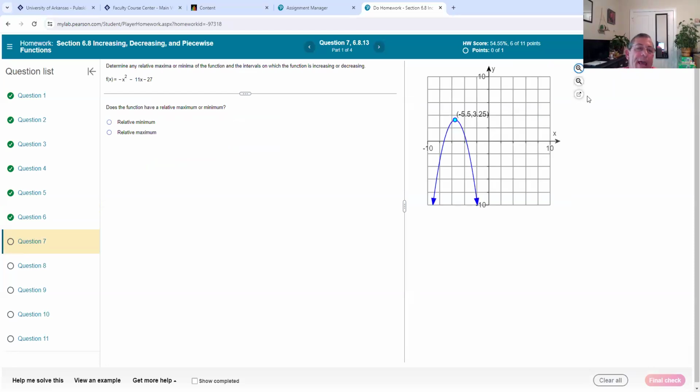So we sort of played with maximums and minimums. So this graph, do you have a relative minimum or a relative maximum? Well, it's a mountaintop. So we got a maximum. So we would click maximum on that.